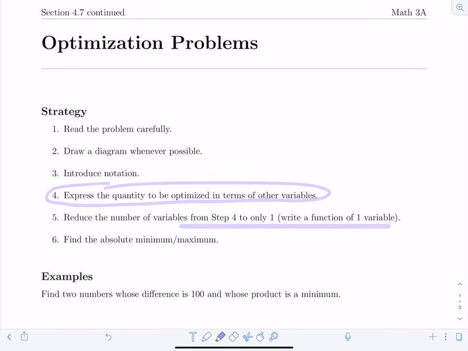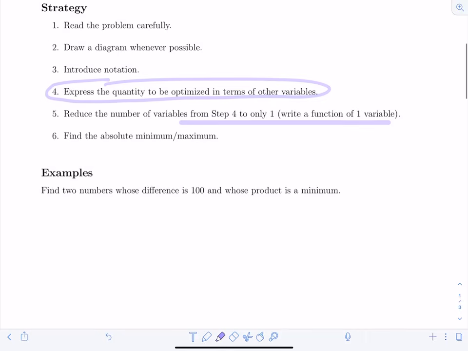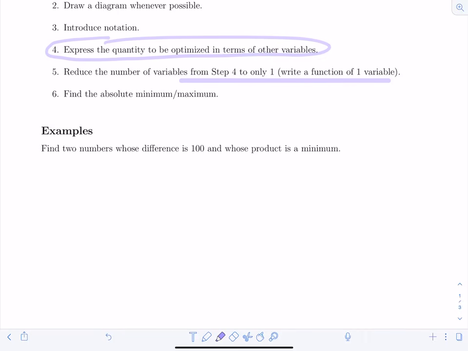And then step 6, find the absolute min or max, and we're going to follow the techniques from earlier in the chapter with how we found the mins and maxes for various functions. All right, so to begin with, we're going to look at a nice example that's pretty straightforward. Find two numbers whose difference is 100 and whose product is a minimum.